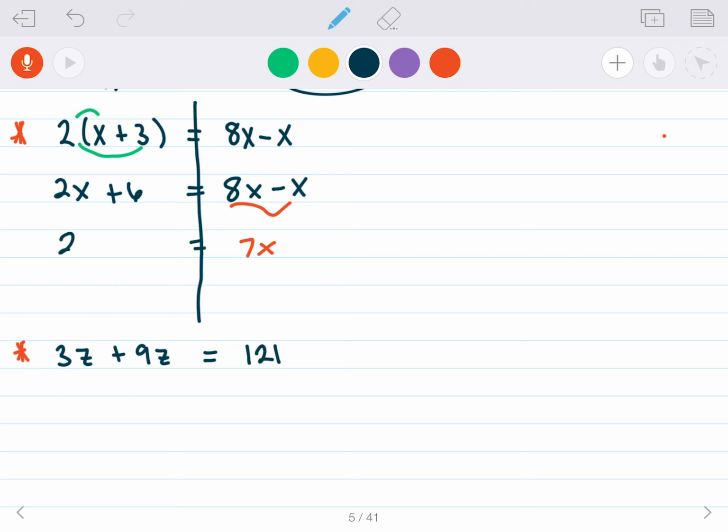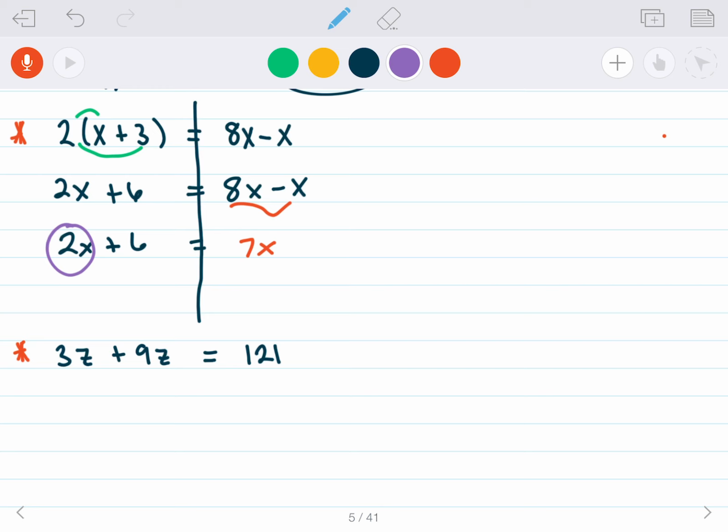So step 1, I move the parentheses. Step 2, I change the right side by combining like terms. Now step 3 says move the x's to one side and the constant to the other. So I'm going to move the x's. I want to move my x's to the right side, so I'm going to get rid of this, right?